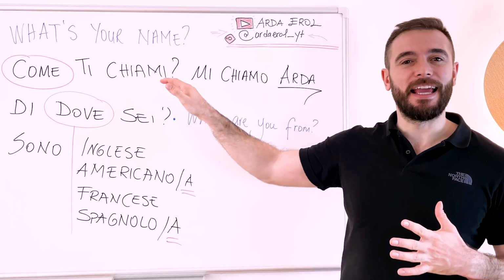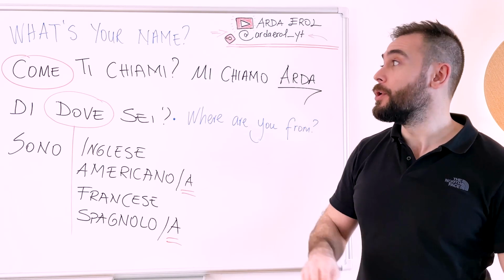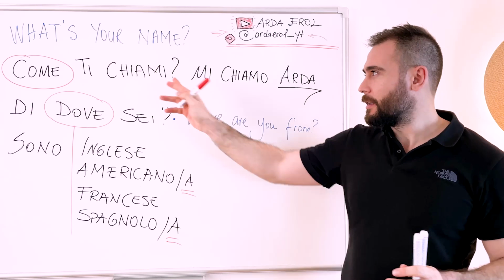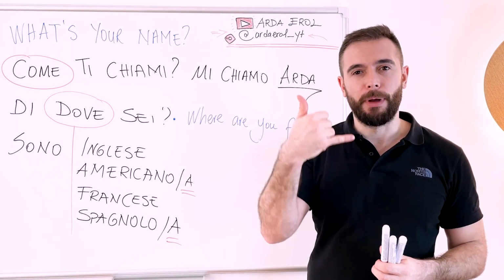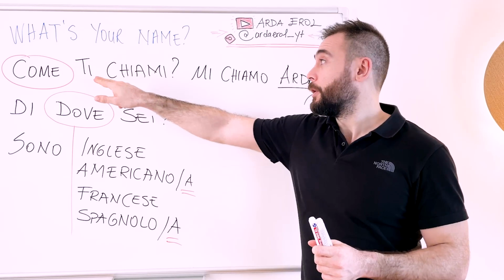Come ti chiami? That means, what's your name? You already know this word, right? Come, how. Come ti, you, chiami. Chiamare, that word, means to call someone, calling by phone or calling their name. Literally, that sentence means, how do you call yourself? What name did you pick for yourself?